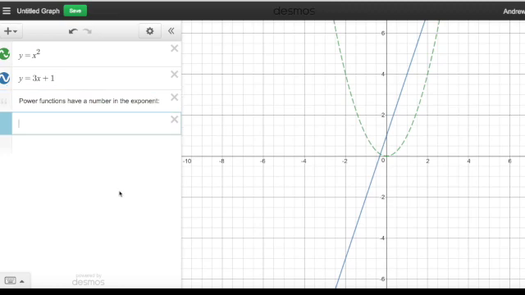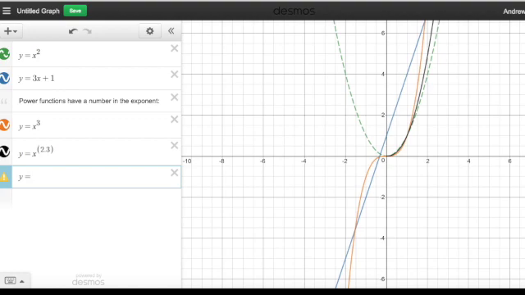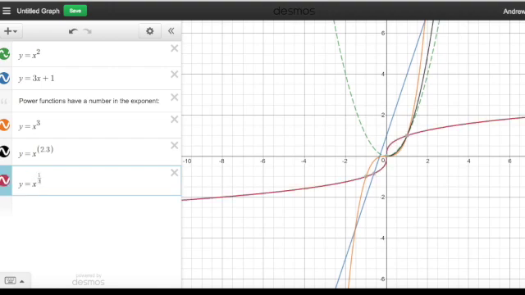So an example of something that would be a power function would be like y equals x cubed, y equals x to the 2.3, y equals, oh, and I'm getting exponents by doing shift and 6. So I could do y equals x to the 1/3. All right, this is a ton of graphs right now, but giving examples of power functions.